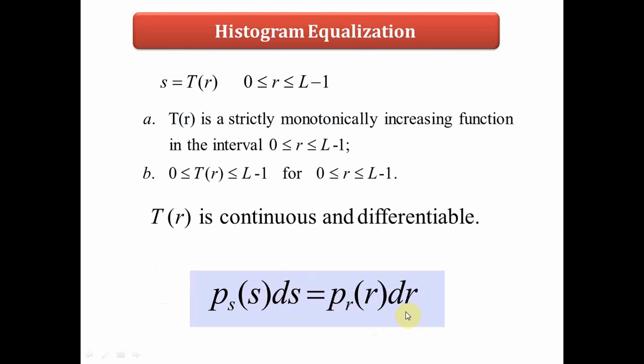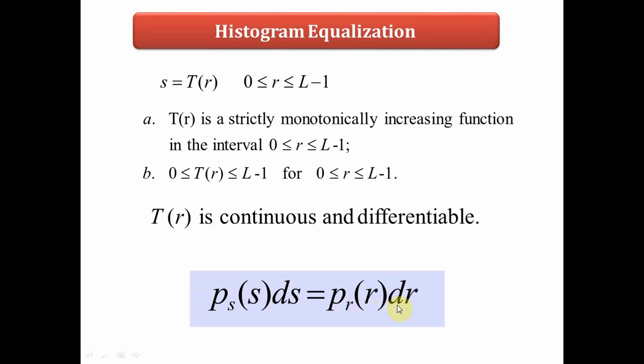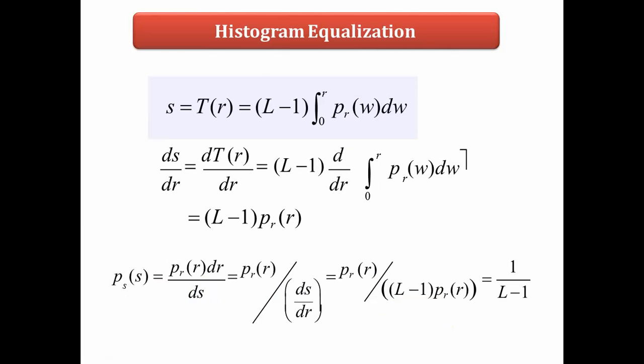Now make this ds go to this side. So P_S(S) equals P_R(R) dr by ds. So dr by ds, but you got ds by dr, that is L minus 1 into P_R(R). So this is the reciprocal of dr by ds, that is, the inverse. So dr by ds will be the reciprocal of L minus 1 P_R(R). P_R(R) cancels, and you are left with 1 upon L minus 1.